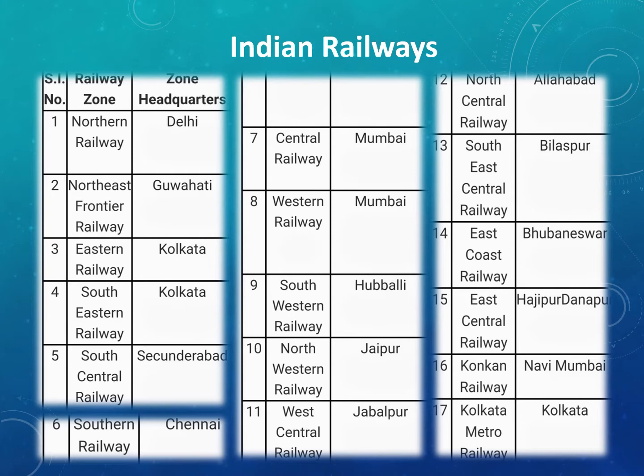Central Railway, Mumbai. Western Railway, Mumbai. Southwestern Railway, Hubballi. Northwestern Railway, Jaipur. West Central Railway, Jabalpur. North Central Railway, Allahabad. Southeast Central Railway, Bilaspur. East Coast Railway, Bhubaneswar. East Central Railway, Hajipur, Danapur. Konkan Railway, Navi Mumbai, and Kolkata Metro Railway, Kolkata.